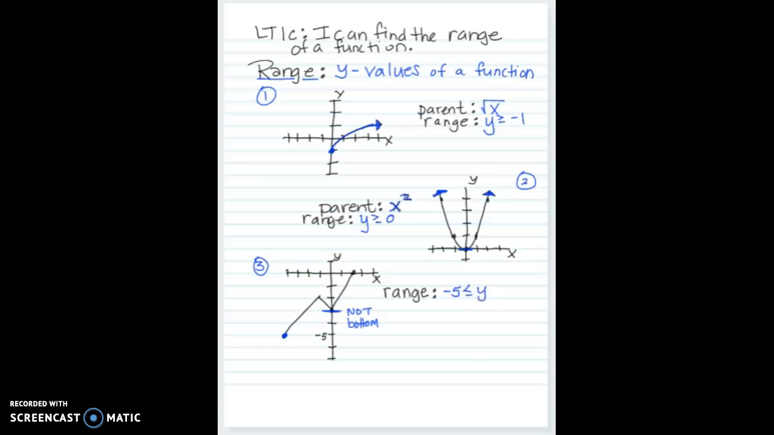And then when we look at the top, this is not the top. The top is actually right here. So the highest y value we use is 0. So the range is actually between -5 and 0. -5 is less than or equal to y, which is less than or equal to 0.